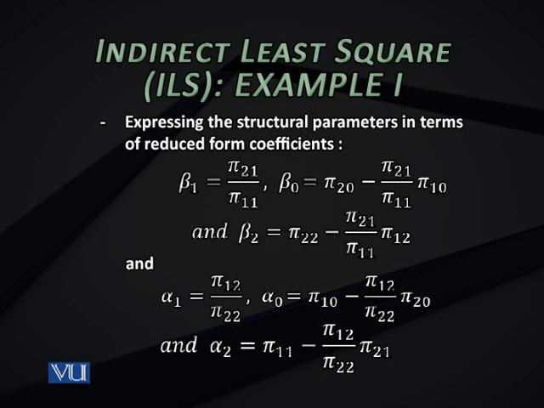So if we are able to do that, the equation is exactly identified. So these two equations are exactly identified as we are able to express all the alphas and all the betas, all the structural parameters of these two equations in terms of the reduced form coefficients.